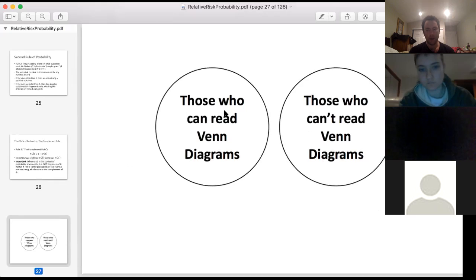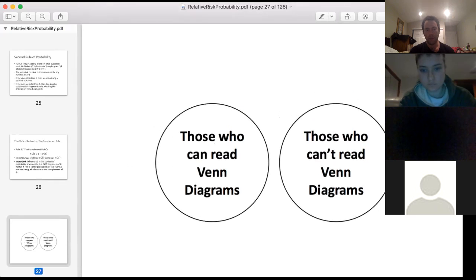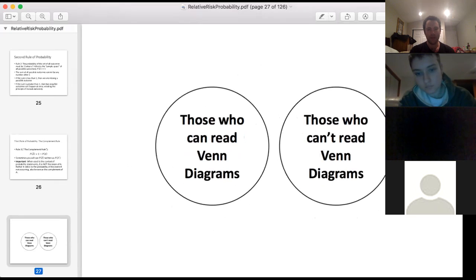You can still calculate the complement. So this is just a funny little cartoon that says there are those people who can read Venn diagrams and those who can't. This is showing mutual exclusivity because there's no overlap. If there was any overlap, that would violate the principle of mutual exclusivity, because you can't both read and not read Venn diagrams at the same time.